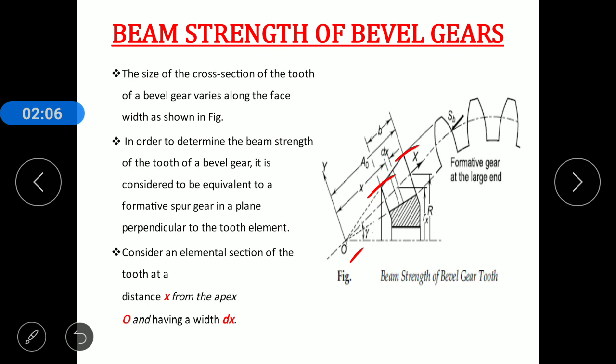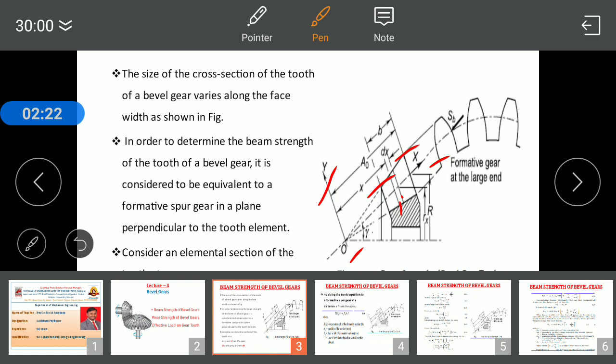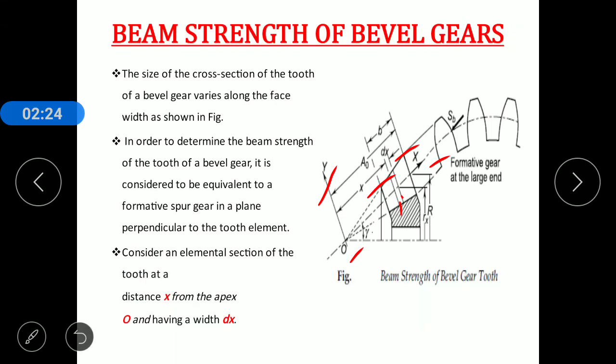Here for determining the beam strength, there are two axes, x axis and y axis. We consider an elemental section of the tooth. These two lines are the elemental section of the tooth at a distance x from the apex point O, having a width dx.